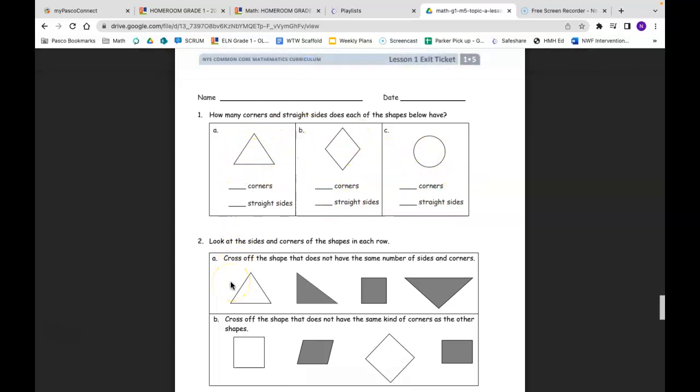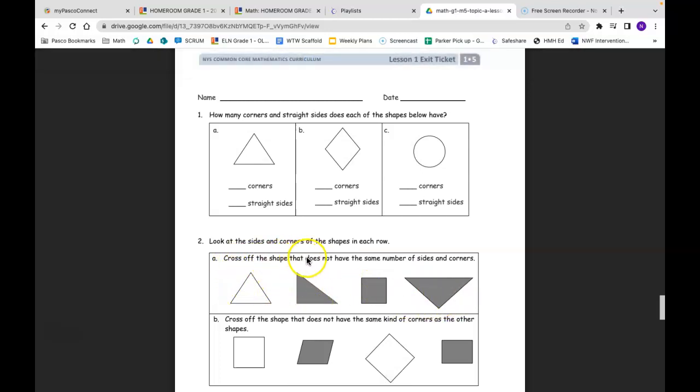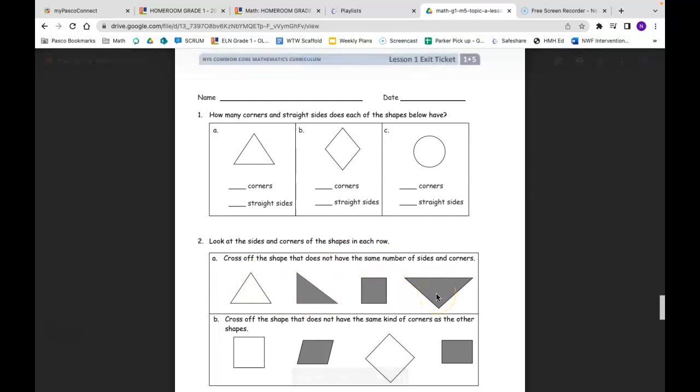Then when you come down here, we're going to compare these 4 shapes right here. The question says cross off the shape that does not have the same number of sides and corners. So there's one shape in here that does not have the same amount of sides and corners as the other one. Can you see it? Go ahead and cross off that shape.